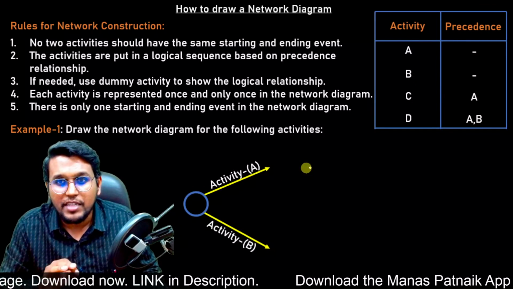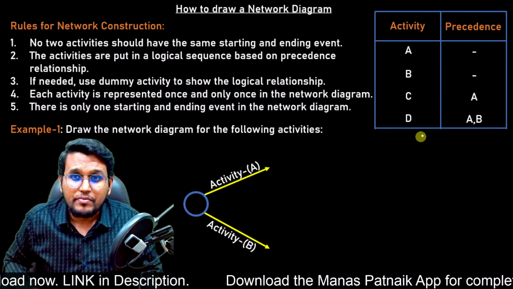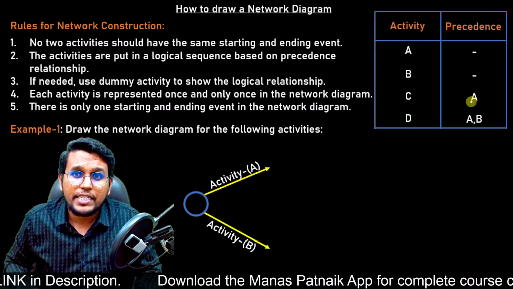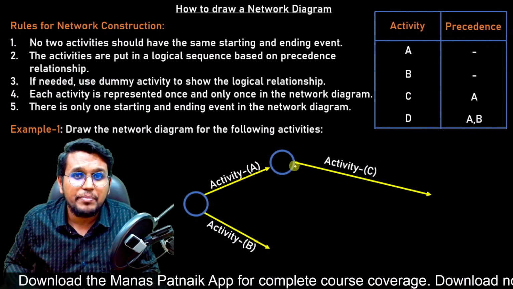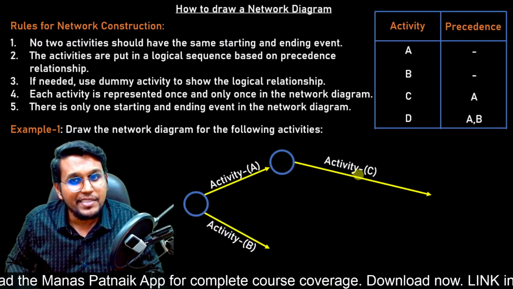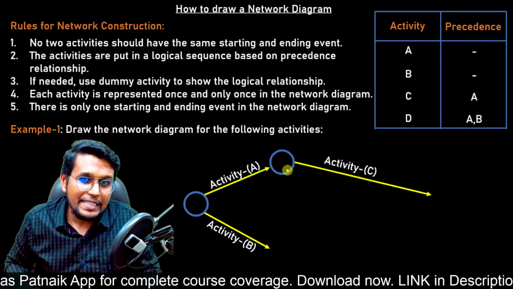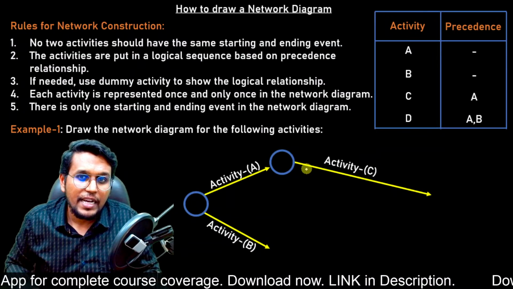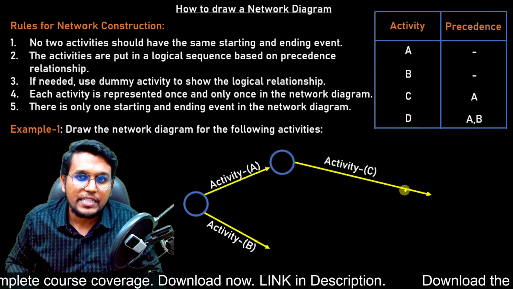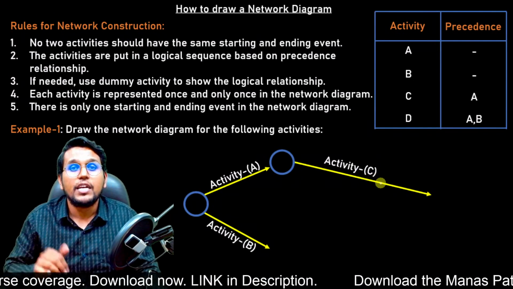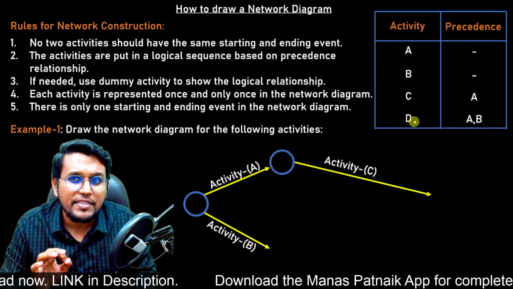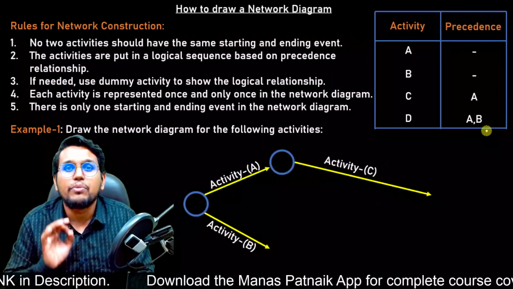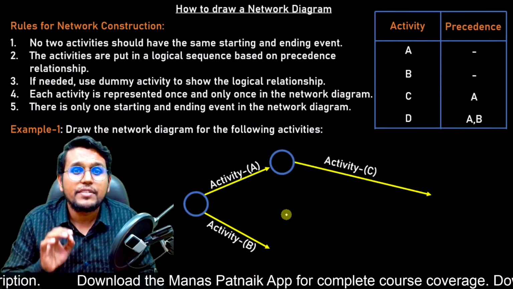Let us start. So as we see, activity C depends on only activity A. Now we can realize that we can end activity A because we need to start activity C. So here we have ended activity A, and from here I started activity C. That's fine. Now as we want to move to activity D, we realize that it depends on A and B both. So where should I start it from?